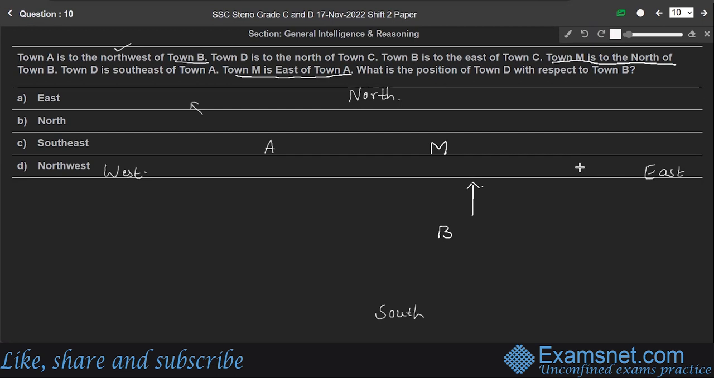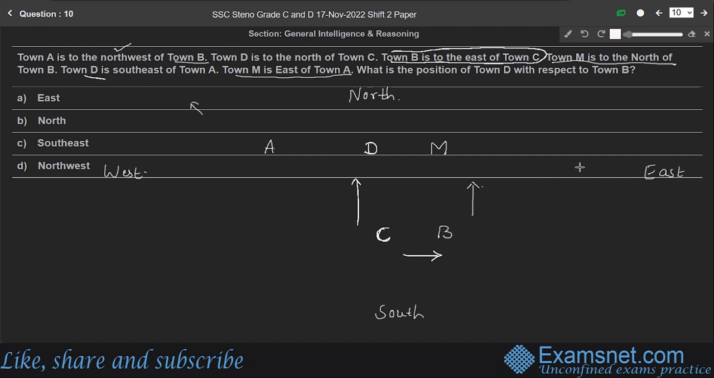Next is, we'll consider position of town D. Town D is southeast of town A. And also town D is to the north of town C. Where exactly is town C? So town B is to the east of town C. So we'll consider town C first, right? So town B is to the east of town C, this point, right? So we'll consider town C here. So that town B is to the east of town C, right? Now about town D. Here, town D is to the north of town C. So, to the north of town C means town D is somewhere here.